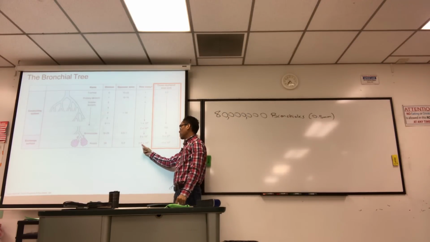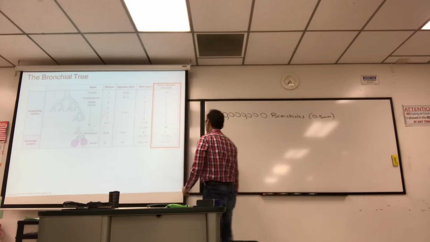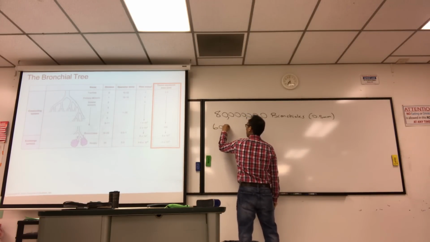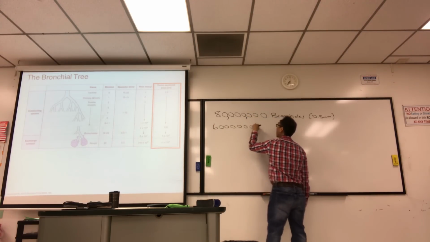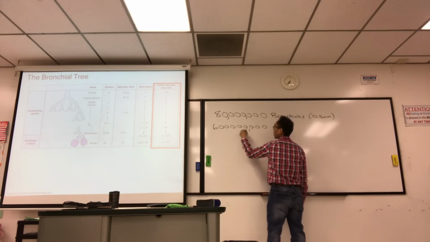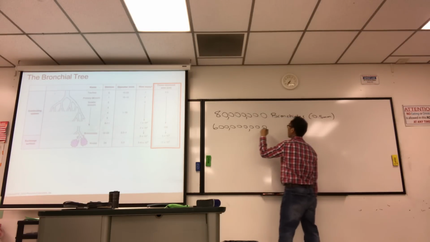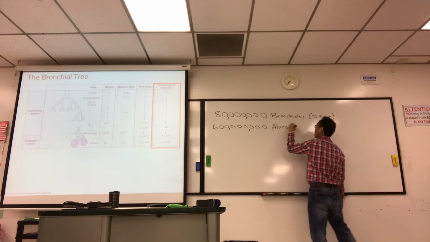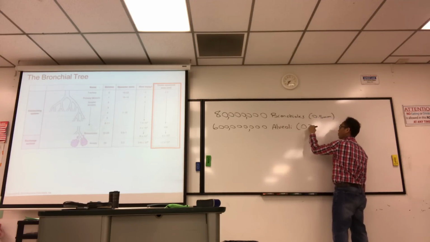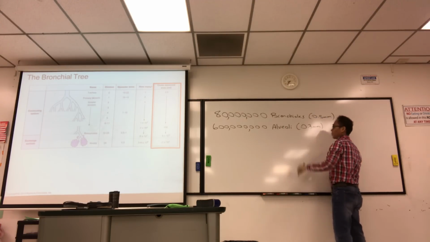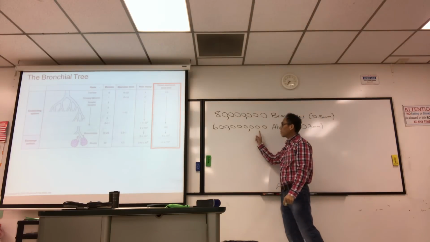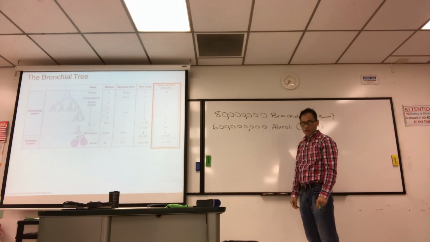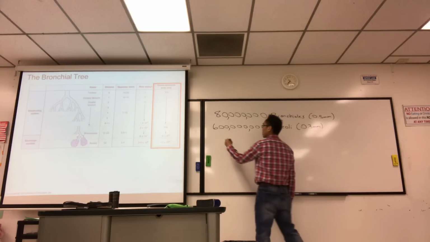As many as 6 times 10 to the 8, 600 million alveoli, 0.3 millimeter. That's the dead end. And you have this many available for gas exchange with the pulmonary capillaries.